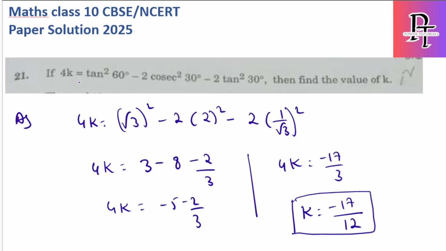Just cross check. Tan 60 is root 3, whole square is 3, correct? Cosec 30 is 1 by sin 30, which is 1 by 1 by 2, which is 2. So 2 whole square, and tan 30 is 1 by root 3, correct? 4 2s are 8, so 3 minus 8 is minus 5, minus 2 by 3, minus 15 minus 2 is minus 17 by 3, and 3 into 4 is 12. Yes, this is correct.